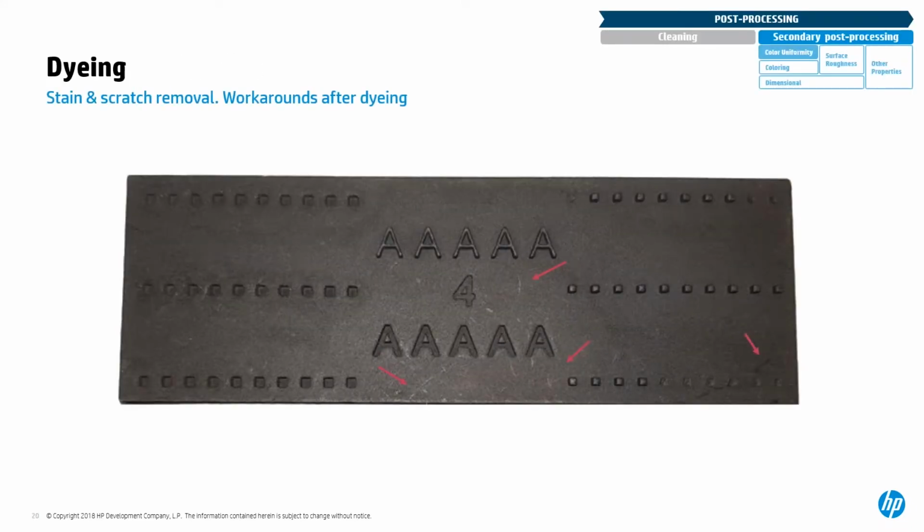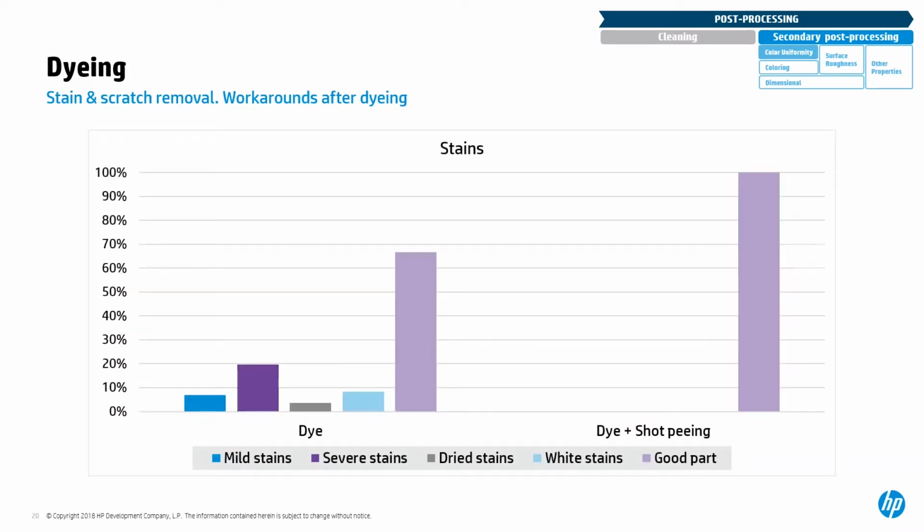Now I would like to give you another important tip for the dyed parts. It is very common that some stains or scratches appear after dyeing the parts, like the ones highlighted in the part in the slide with red arrows. In this case, the soot pinning post-process is recommended because it will be able to remove these stains. In this graph, we have quantified the different types of stains that appear in the part that you have already seen in the slide.